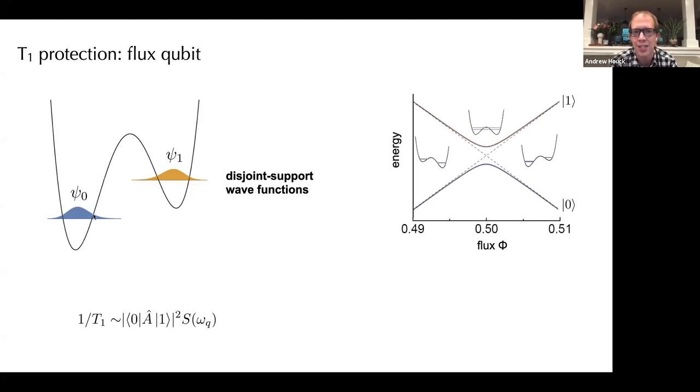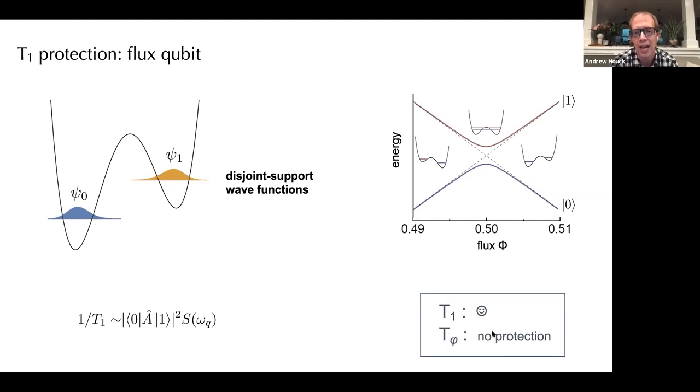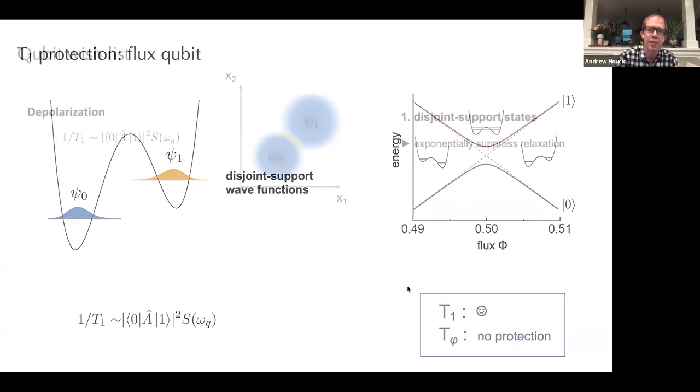But when you isolate the states in these distinct wells, usually this double well picture for a flux qubit is a function of flux. And as you change the flux, you tilt the well. This means that your energy difference between the 2 states is not well defined, and you have a significant amount of dephasing. And so you have to pick your poison. You can get some intrinsic protection versus T1. You can get some intrinsic protection versus T2, but you can't get both at the same time.